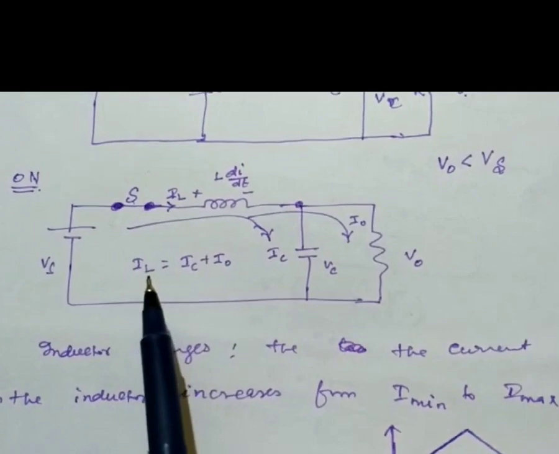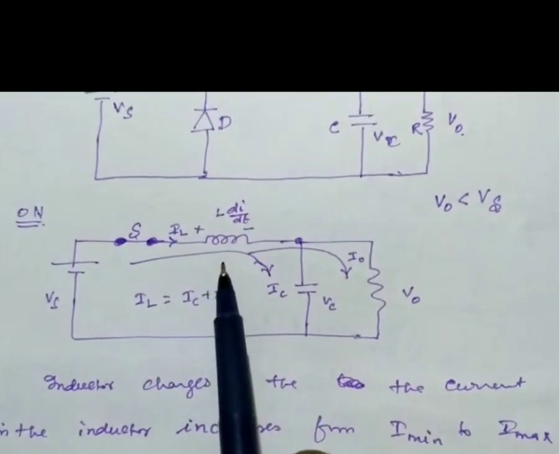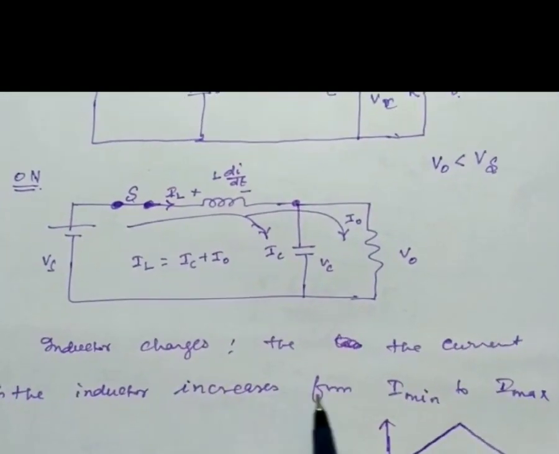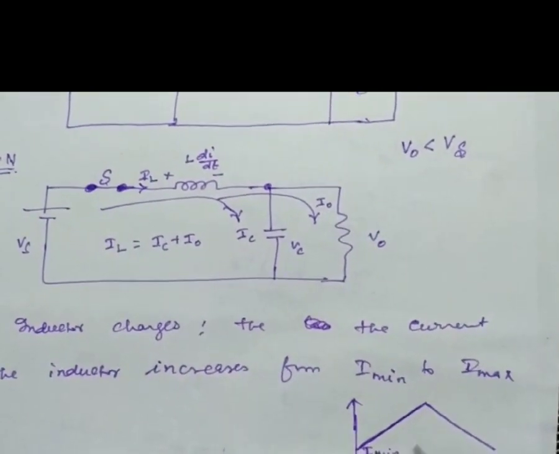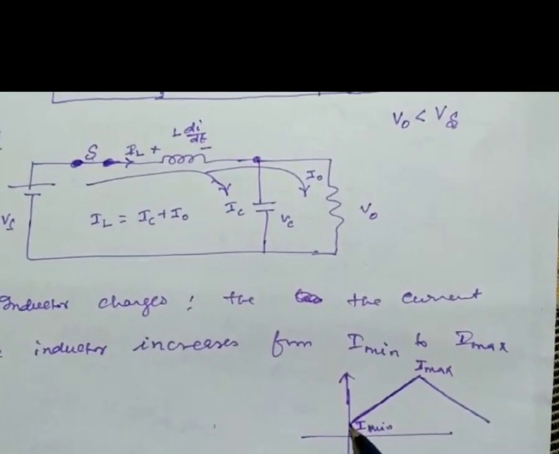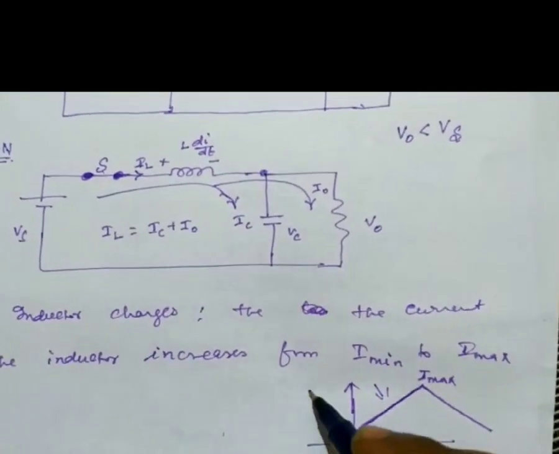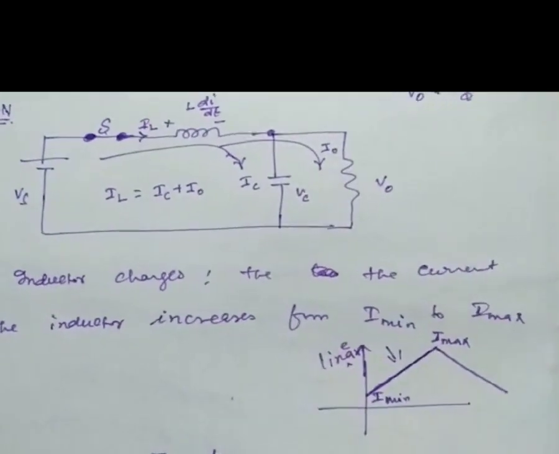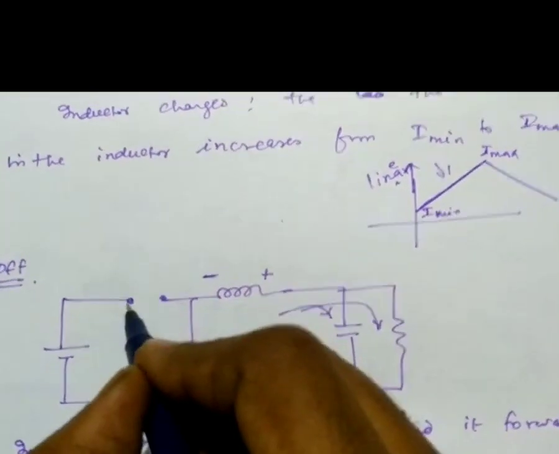During this mode, there is a current flow through the inductor. The inductor is charged, and its current increases from the minimum value to the maximum value. So the nature of the inductor current is linear. The next mode is when the switch is off.